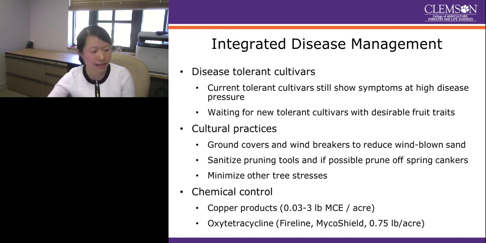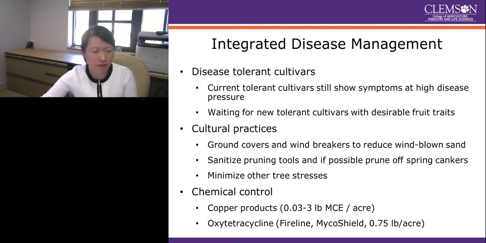Also, sanitize your pruning tools as often as possible during pruning. And if possible, prune off those young one-year-old twigs with spring cankers. And also minimize other tree stresses and keep good tree vigor.